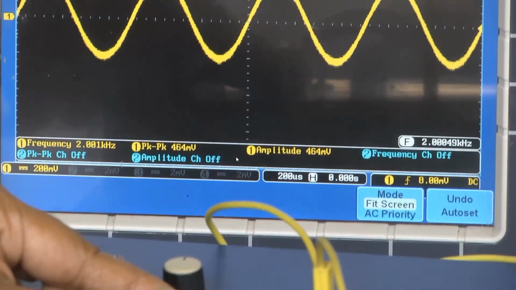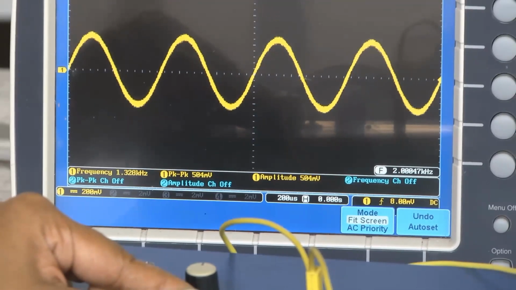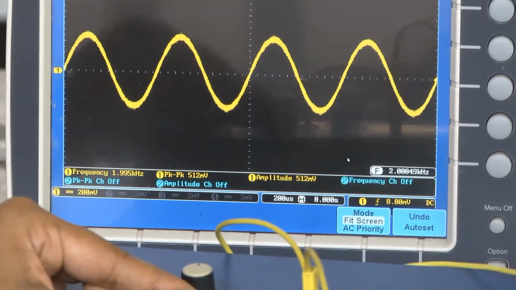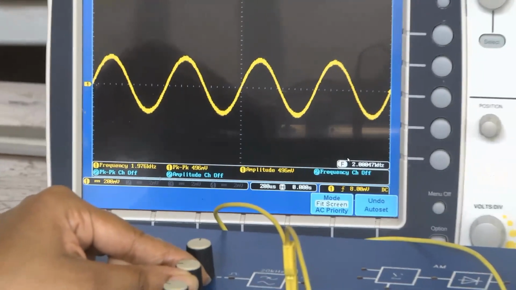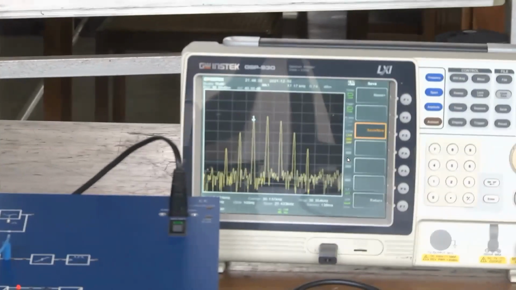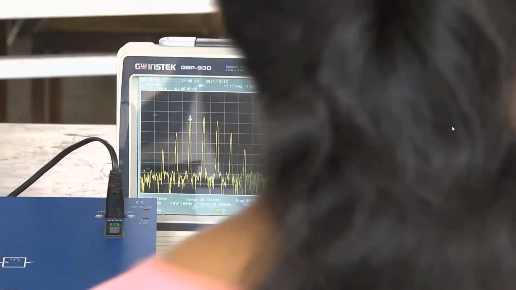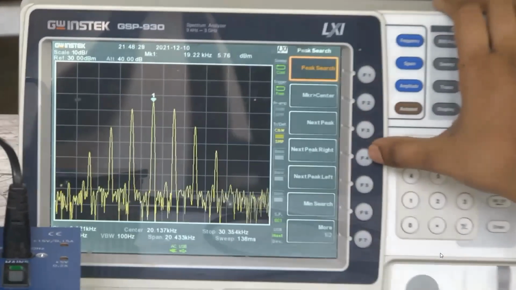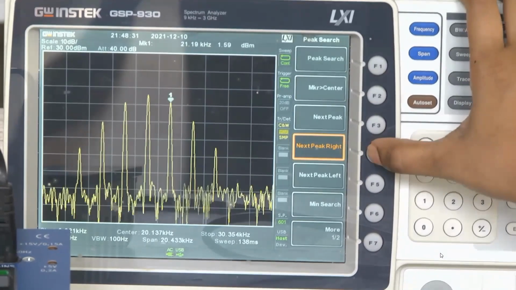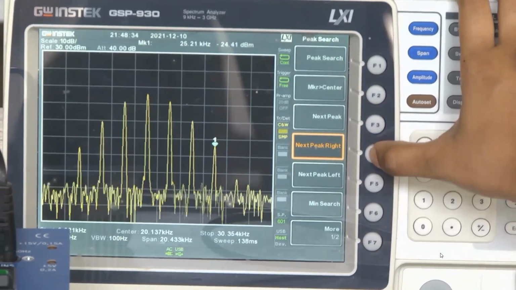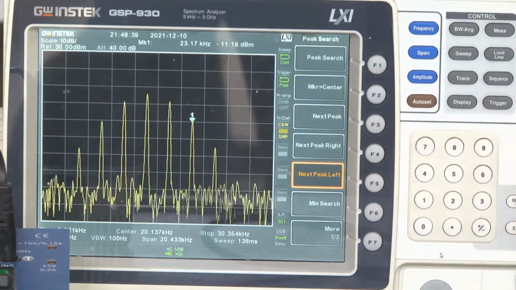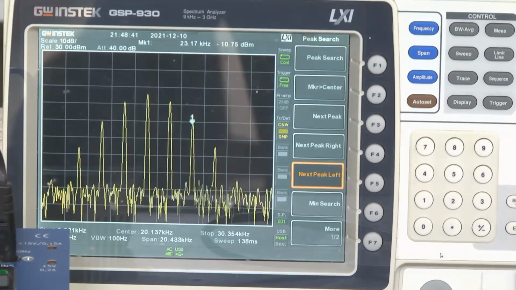And we are changing the amplitude to 500 millivolts. Then let's see how the waveform is here. This can be considered as the maximum frequency.